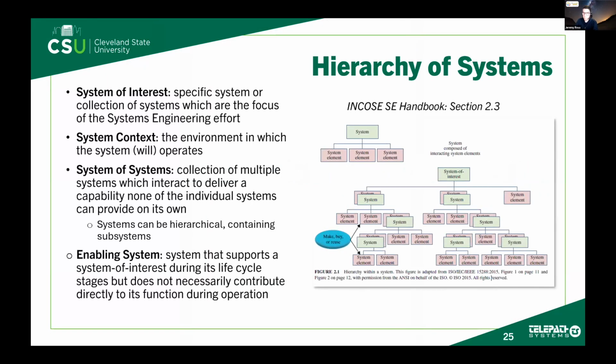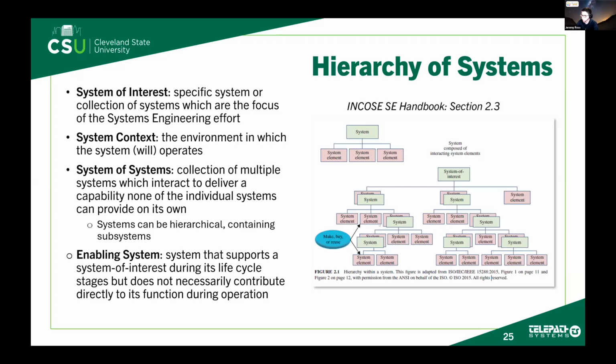So we have a few more definitions I'll highlight quickly, but really the diagram on the right is the focus. We talked about system elements and how system elements comprise systems. And I already used the term system of interest, which is the specific focus of the SE effort. It's the system that we're concerned with or that we're designing. The system context is the term that we use to define the environment in which the system operates.